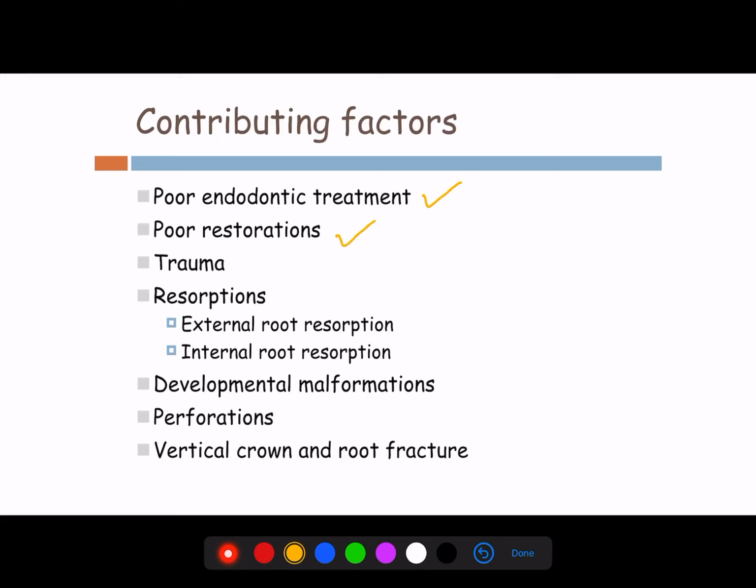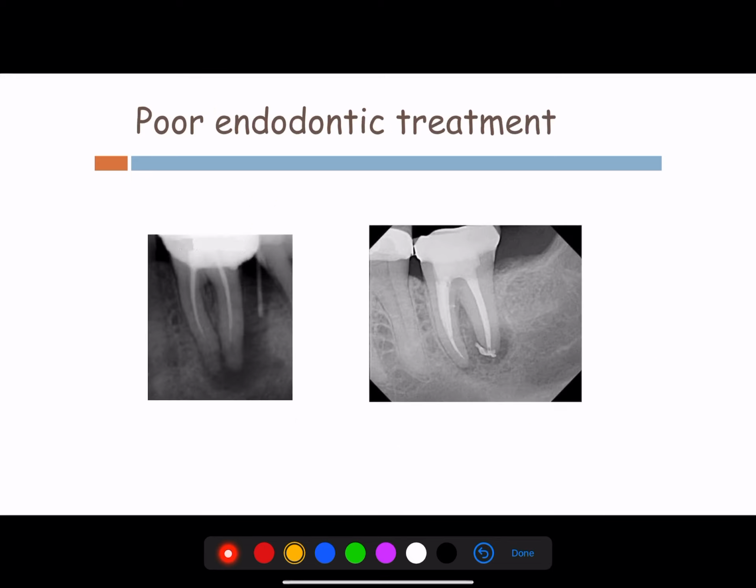I have discussed all the contributing factors: poor endodontic therapy, poor restoration that is due to coronal leakage, trauma, resorption which can be internal or external, and developmental anomalies. Particularly we need to talk about the palatogingival groove, or any sort of grooves extending onto the root surface, perforations, and root fractures. All these are going to be the contributing factors. Most of these contributing factors provide a gateway for the bacteria to move from one place to another.